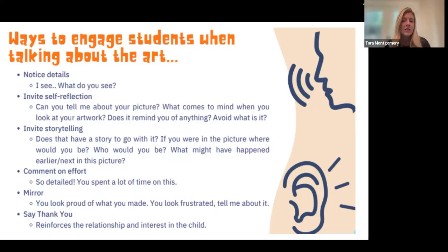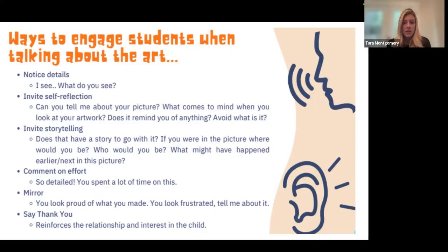Invite storytelling. We can have them tell us if there's a story that goes with their artwork, and comment on the effort. So instead of saying, "What is it?" say, "Oh, it's so detailed. I can tell you spent so much time on this. Thank you, thank you, thank you." And then mirror: "You look proud of what you made."